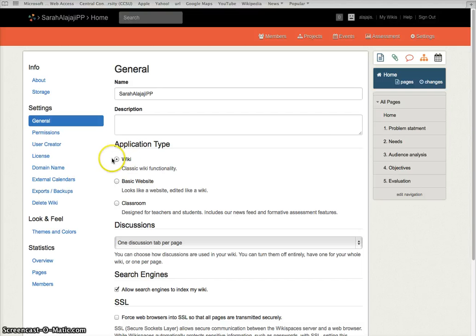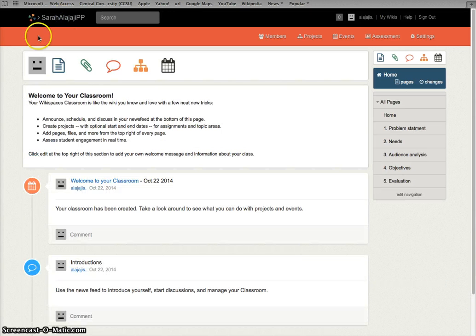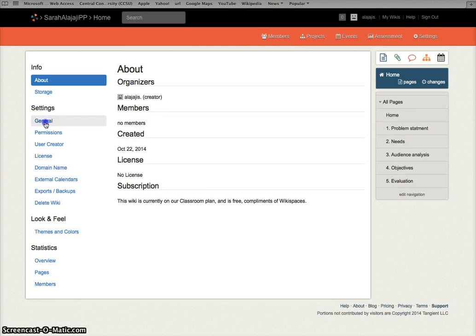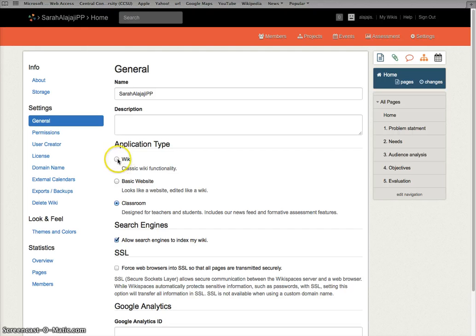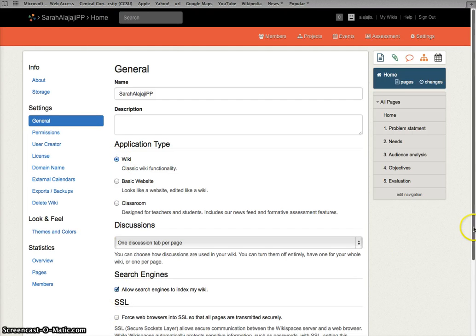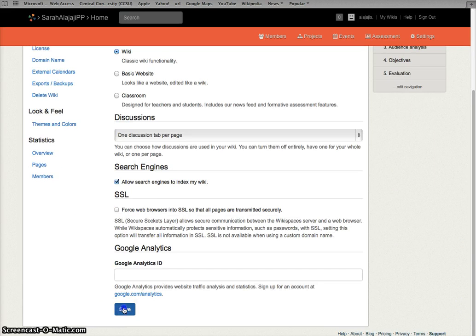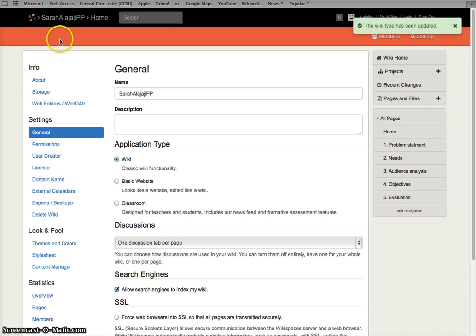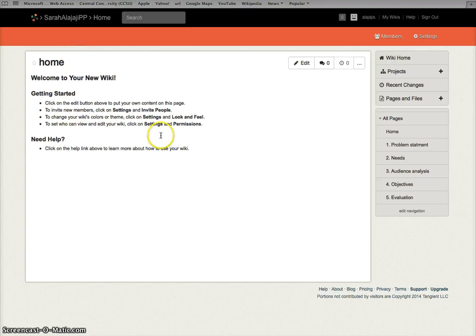to the regular wiki, just easier to use. Then going here. Okay, so I didn't save it. Maybe it did save. Okay, let me go back to settings and general and wiki and save. Now it should be okay, and then back here. Okay, so here, this should be about you.